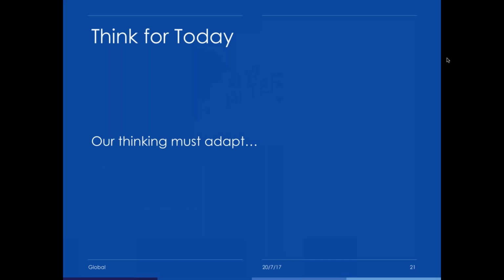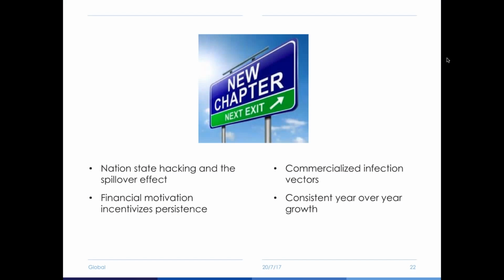So given all that, given the moves in the malware that's out there, some of the tools and everything like that, we really need to start thinking for today. Our thinking has to adapt. As we talked about already, there's nation state hacking and the spillover effect, but we're also firmly entrenched in an era of financial motivation. And one of the things that does is it incentivizes persistence.